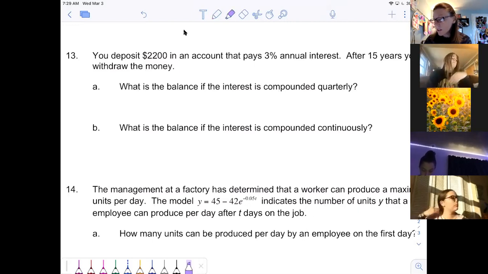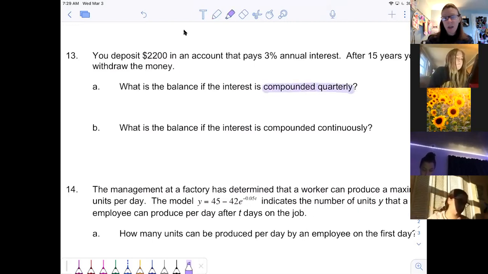So when you're looking at these problems, the most important part of the problem is to see how it's compounded, because that determines the formula that you're going to use. So in part A, it says the balance is compounded quarterly.